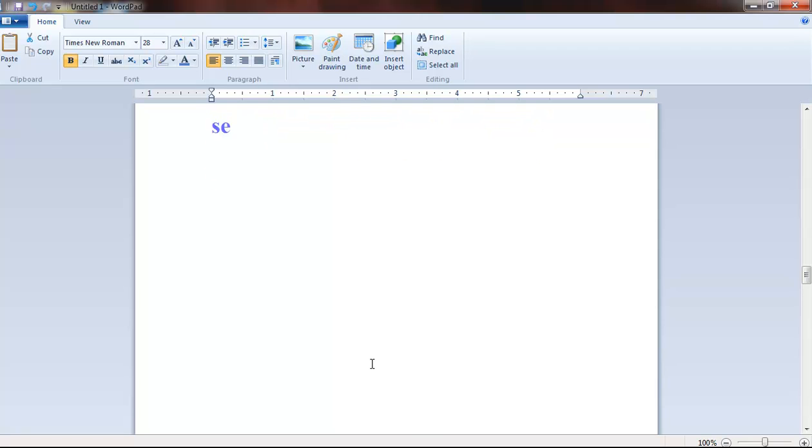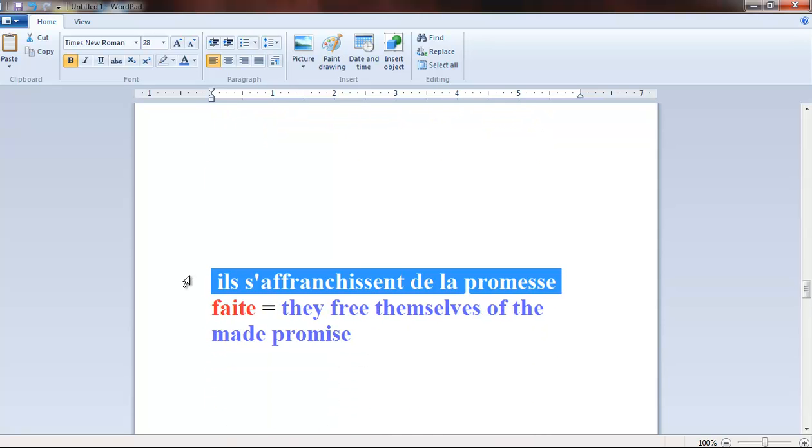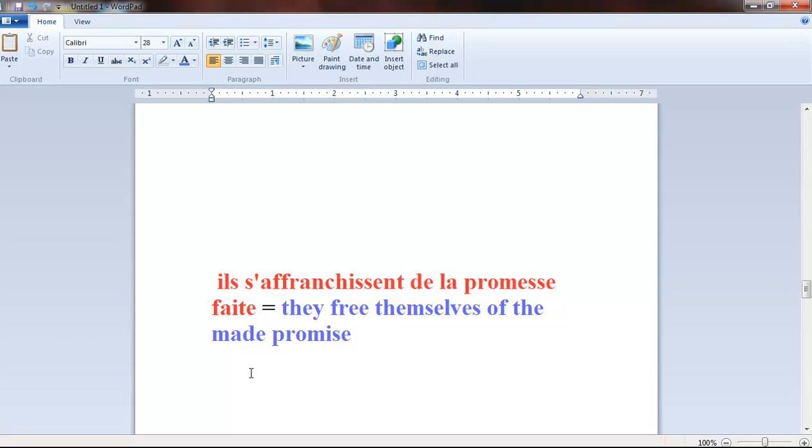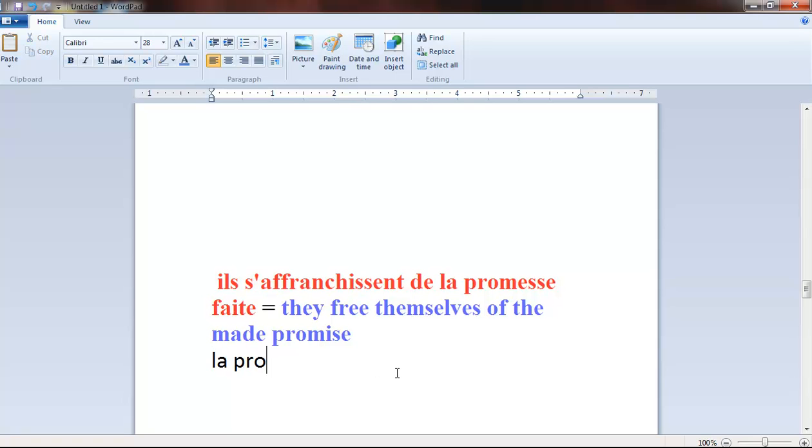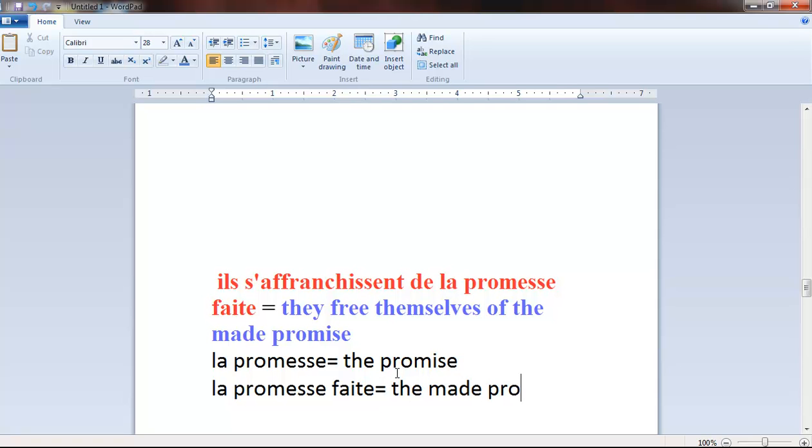Okay, next example. Ils s'affranchissent de la promesse faite. They free themselves of the made promise. Ils s'affranchissent, they free themselves. I think this is obvious in the light of what we already shared so far. La promesse, it means the promise. La promesse faite, it means the made promise.